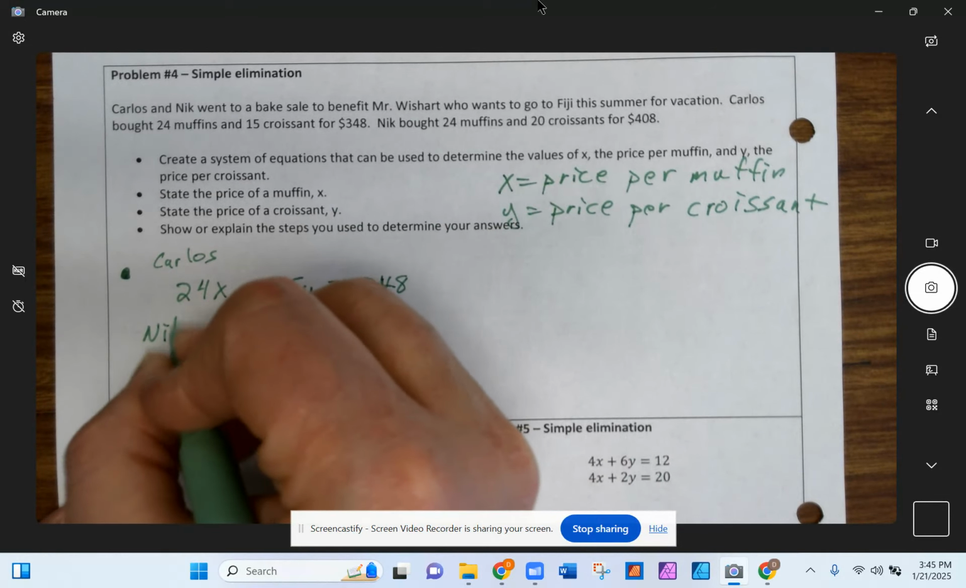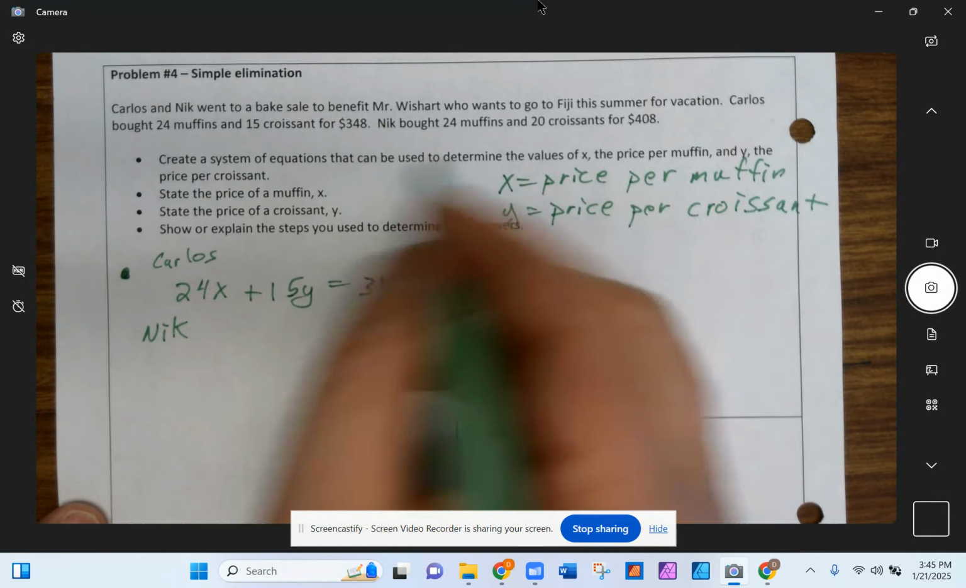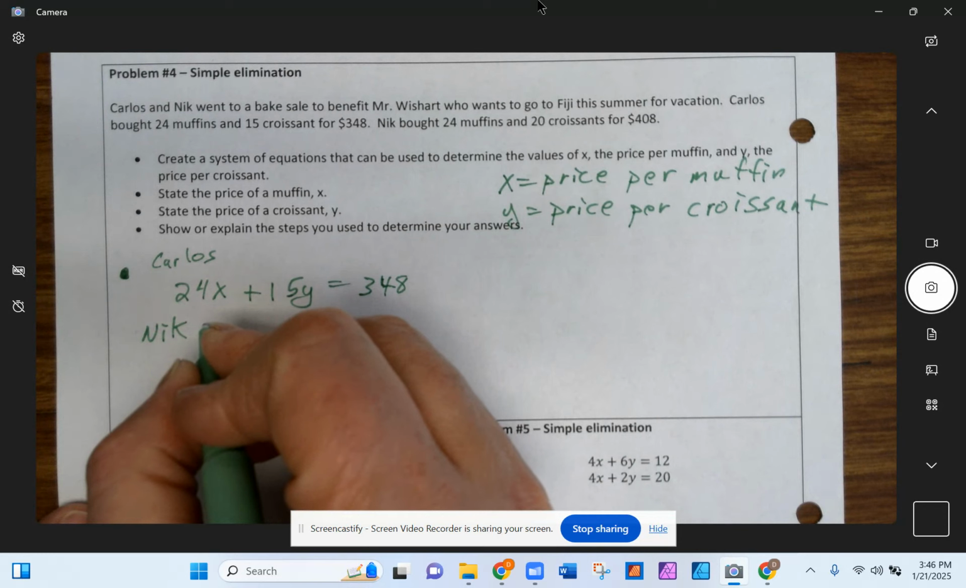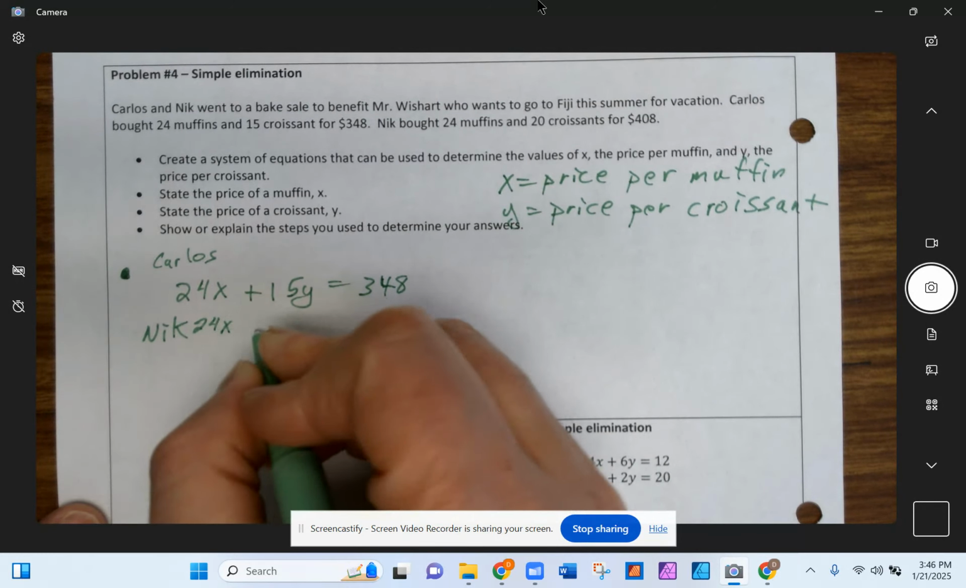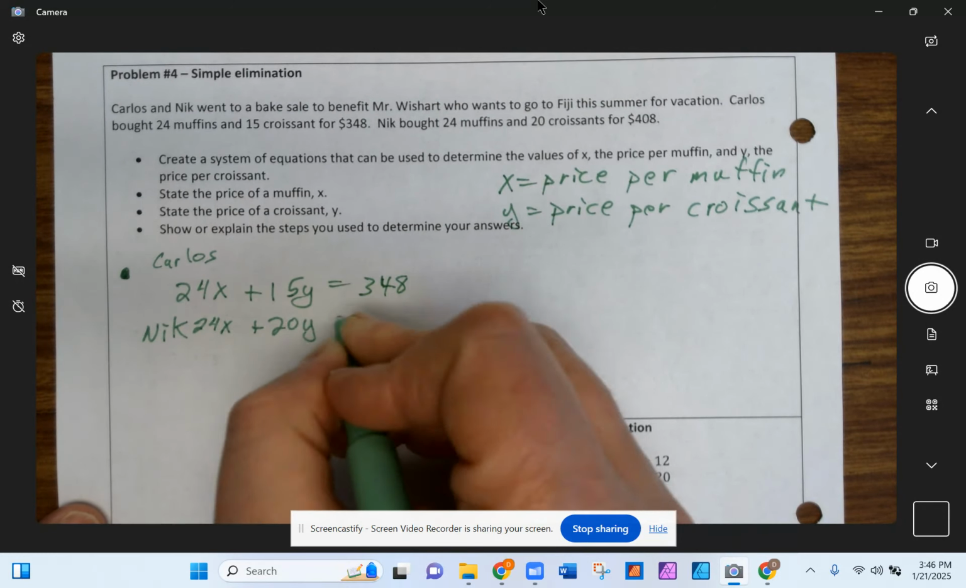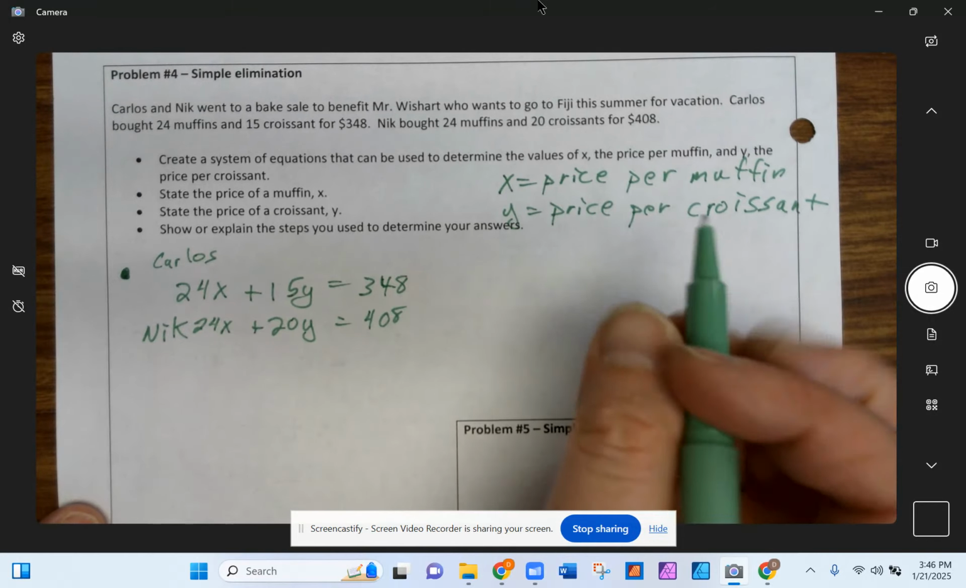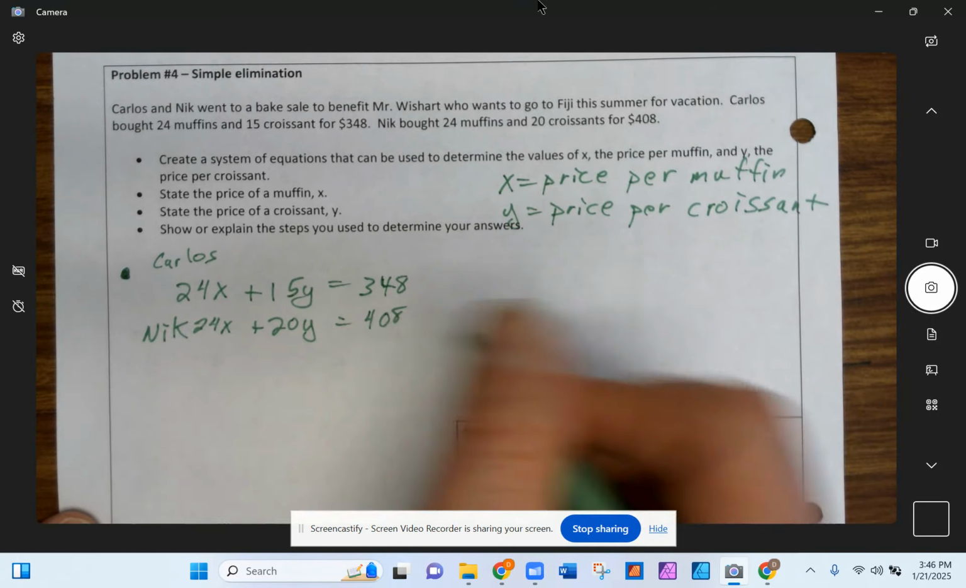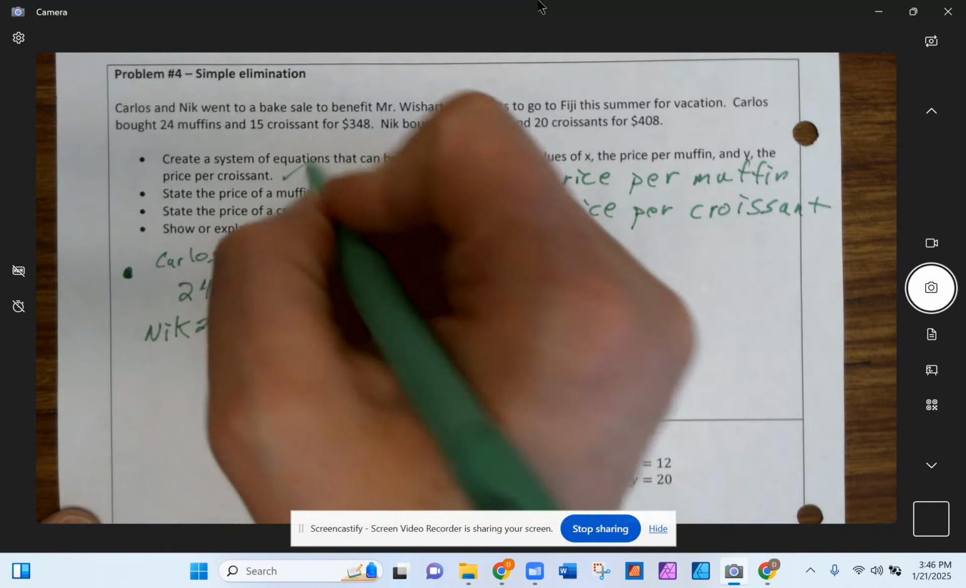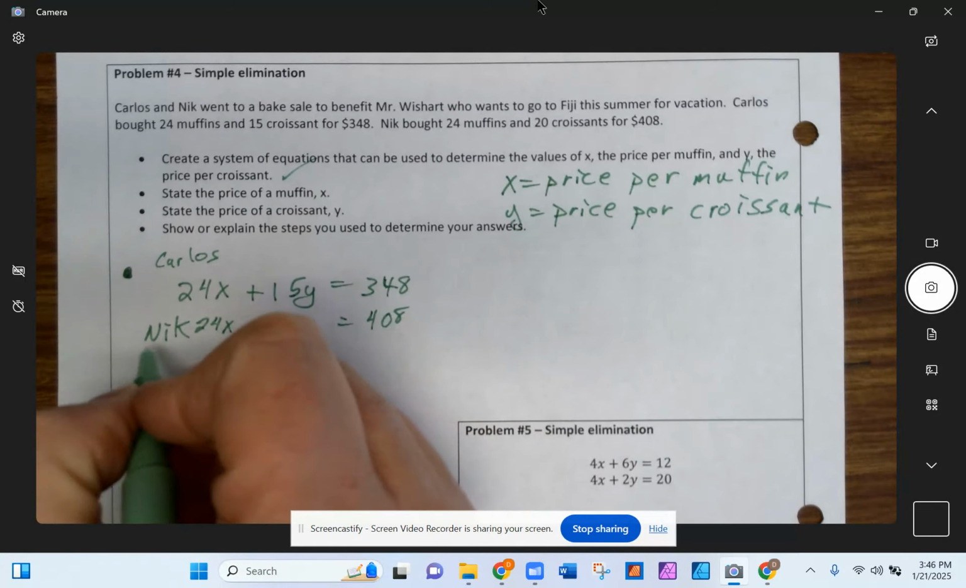Nick is the same way, except he's got 24 muffins, so he's got 24x plus 20y equals 408. Yeah, similar logic right there. So, boom, I've created my system of equations. I've got an equation here, an equation here.